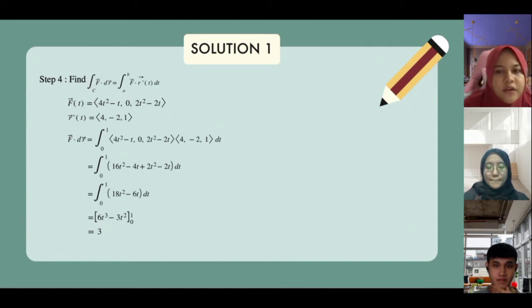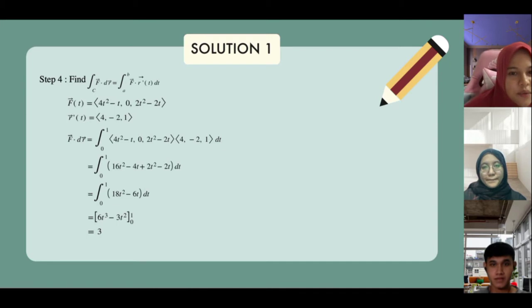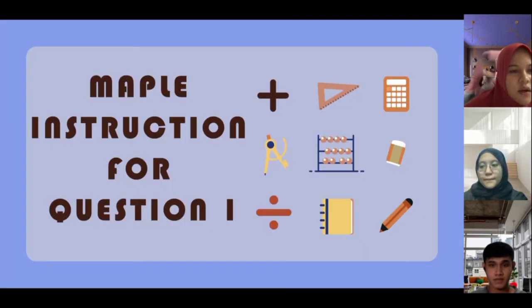After we already have the vector r(t) and the differentiation of vector r(t), now we can find the work done for this equation by substituting all the values in the formula. So the answer for this question is 3. Now we will move to the Maple instruction for question 1.